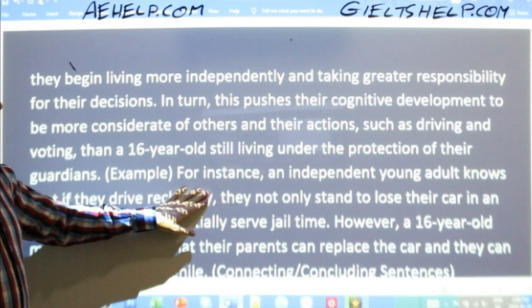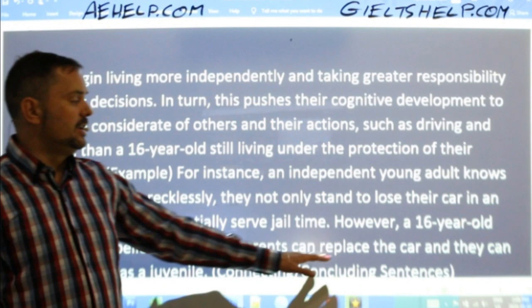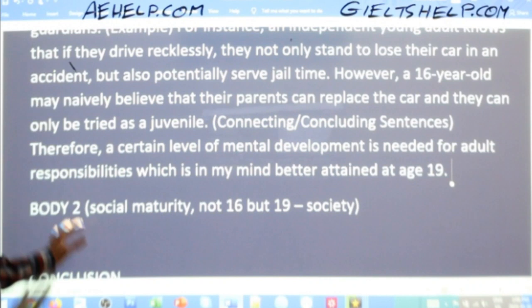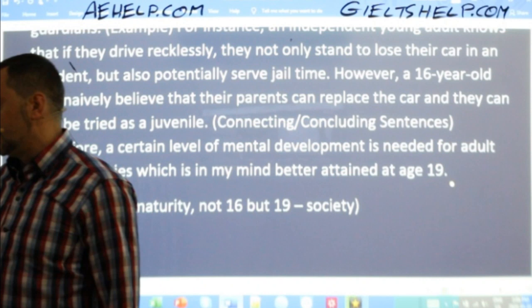For instance, an independent young adult knows that if they drive recklessly, they not only stand to lose their car in an accident, but also potentially serve jail time. However, a 16-year-old may naively believe that their parents can replace the car and they can only be tried as a juvenile. Therefore, a certain level of mental development is needed for adult responsibilities, which in my mind is better attained at age 19.